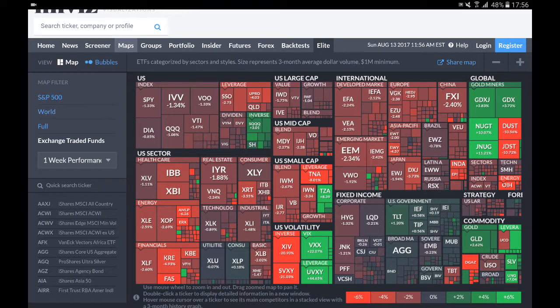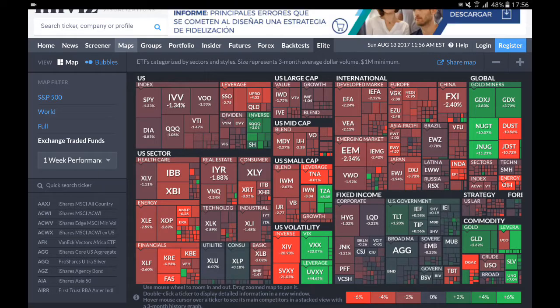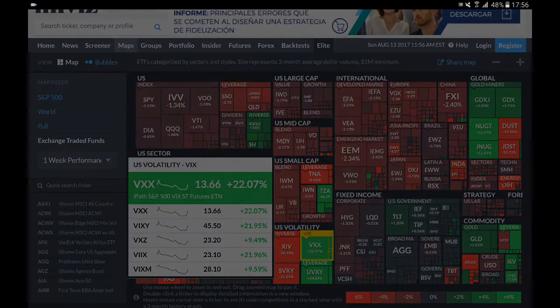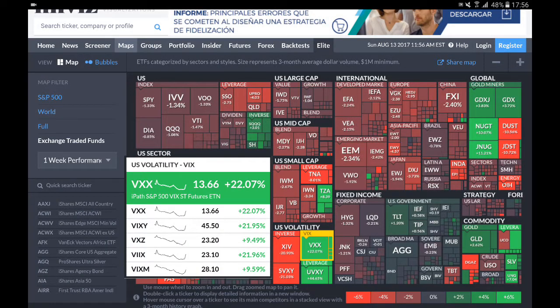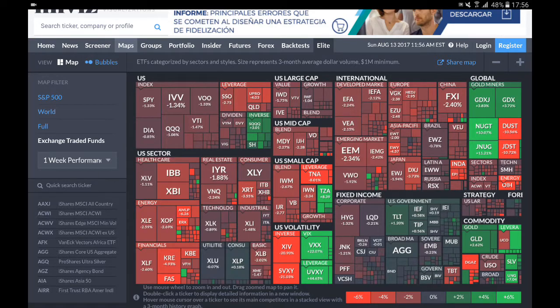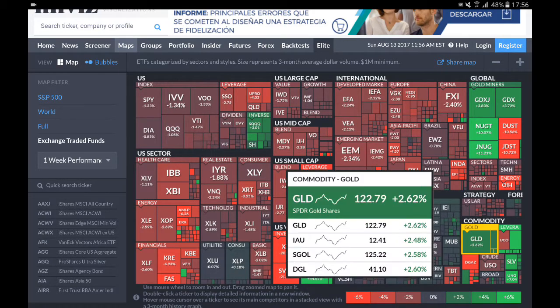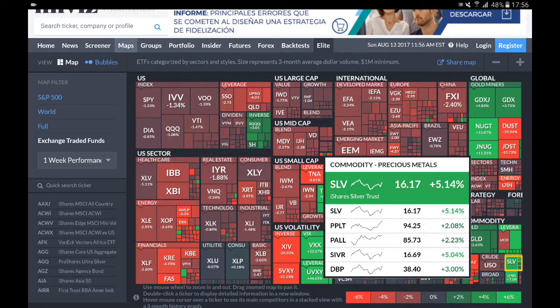Everything in red, and you see the inverse in green, so that's logical. The VIX in red, VIX rose 22% and almost touches the 14 points. You see the global miners over here in green, fixed income in green, and over here commodities, gold in green, GLD in green, SLV in green, and that's it.